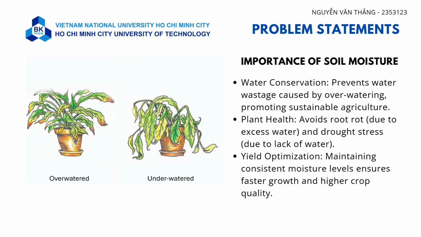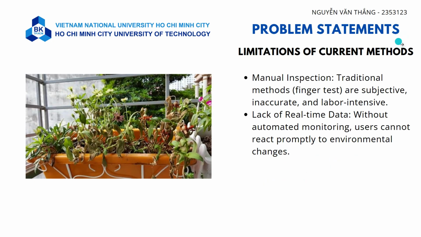Problem statement, we have the importance of soil moisture. Water conservation prevents water waste caused by overwatering, promoting sustainable agriculture. Plant health avoids root rot and drought threat. The final is yield optimization. Maintaining consistent moisture level ensures faster growth and higher crop quality.